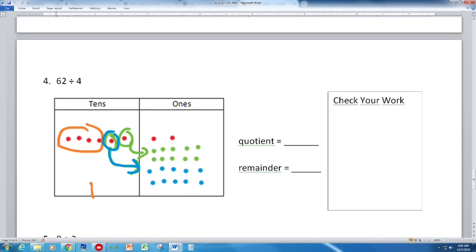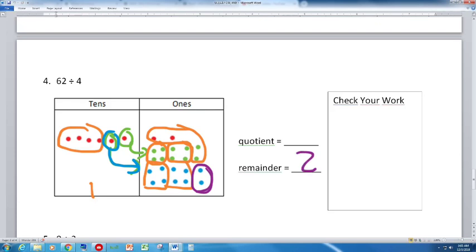Now we go back through and we circle our groups of 4. So 1, 2, 3. 1, 2, 3, 4. 1, 2, 3, 4. 1, 2, 3, 4. 1, 2, 3, 4. 1, 2, 3, 4. So we have 2 dots remaining outside here that we cannot make a group. So those are our remainders.